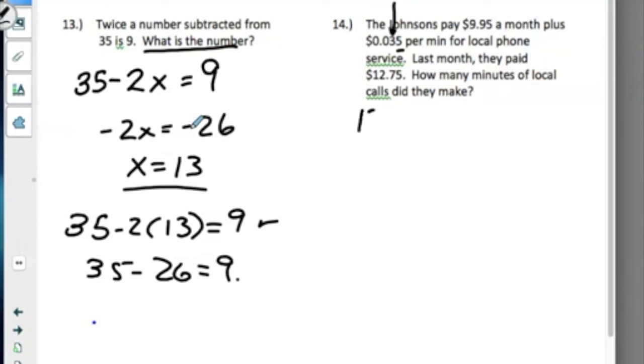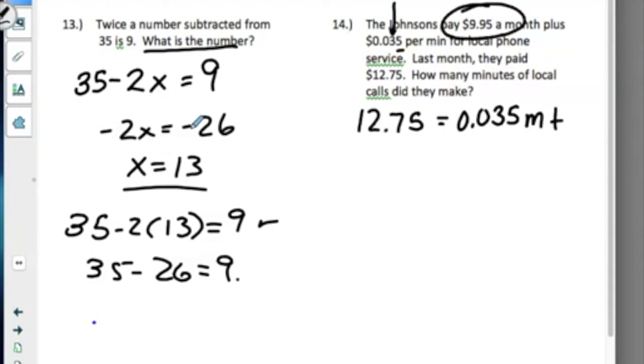So the total is $12.75. Now I'm looking at this and I've got 3.5 cents per minute, but I'm doing it in terms of dollars. So I've got my 3.5 cents per minute, and I'll call that M, plus my monthly pay, no matter what, is $9.95. Okay, so that's my setup. It's the setup you've got to reread and think about. This is my total cost. This is my monthly cost plus my cost per minute.